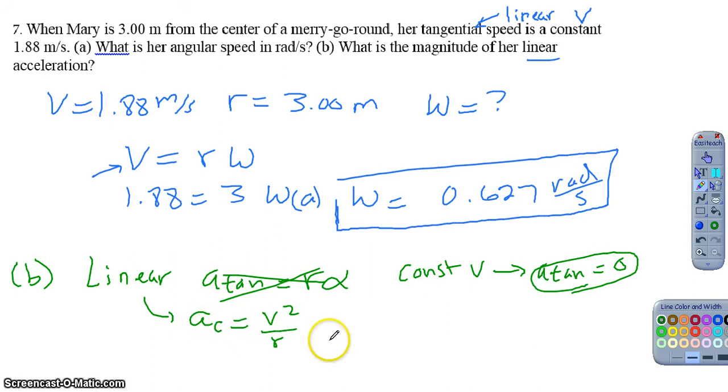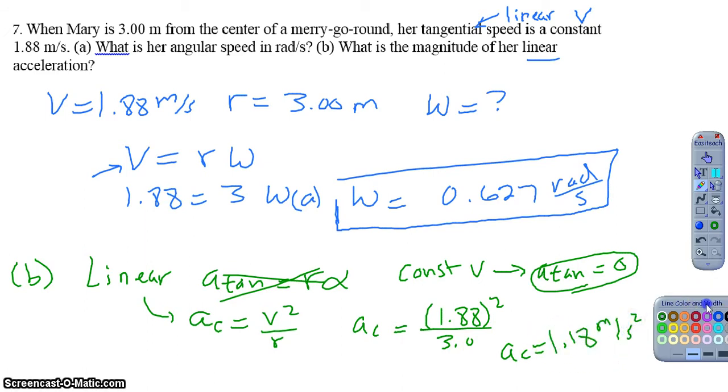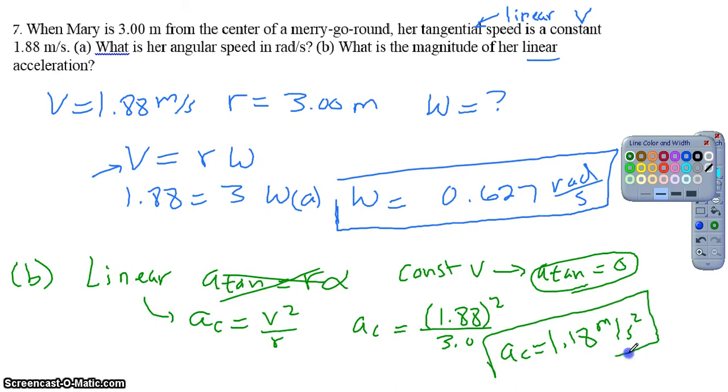So for my centripetal acceleration, I simply use the equation: centripetal acceleration equals v squared over r. Going back to my 1.88 meters per second, squared, over the radius of 3 meters, I just have to solve for that. When I do so, I get the centripetal acceleration to be about 1.18 meters per second squared. This is a relatively simple case because we were able to cancel out the tangential acceleration. If we had a tangential acceleration present, we would have had to use the Pythagorean theorem. But in this case, we just roll through with the centripetal acceleration, and that'll be it for this.